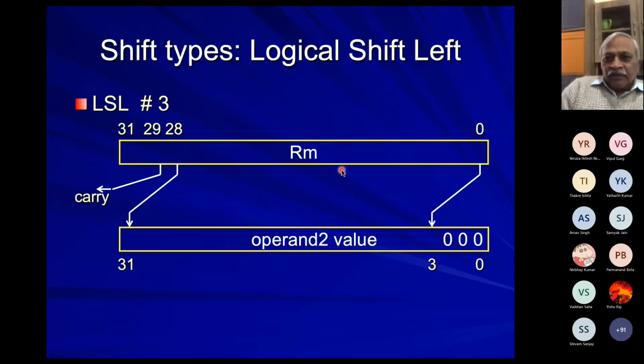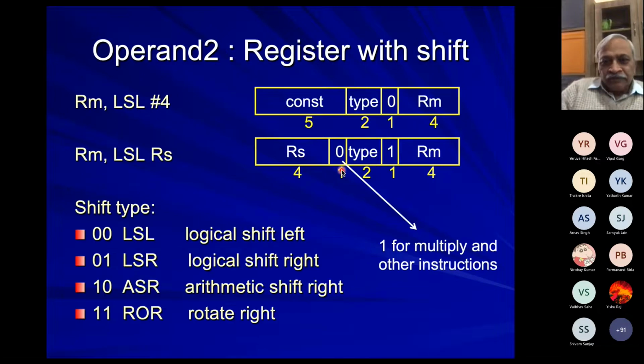Okay, so let me illustrate. Excuse me, sir. Yeah, please. Sir, when we store the shift as a constant, we have 5 bits, but when we store it in a register, we have just 4 bits. Yeah. What we are saying here is that, suppose you want to shift by 4 positions, you can specify the constant 4 within the instruction, or the amount of shift could be stored in a register, and that register number you are specifying here.